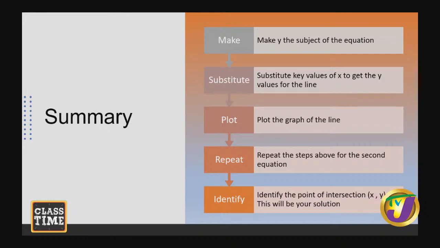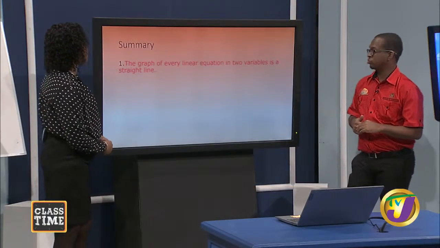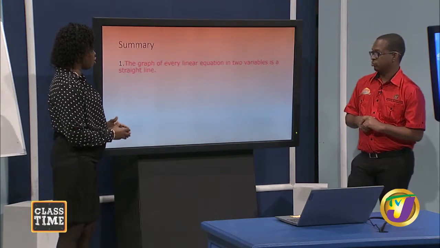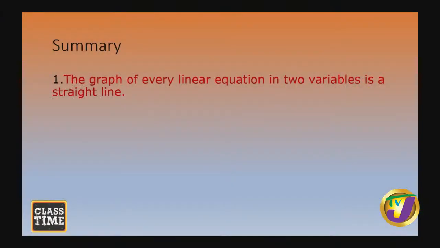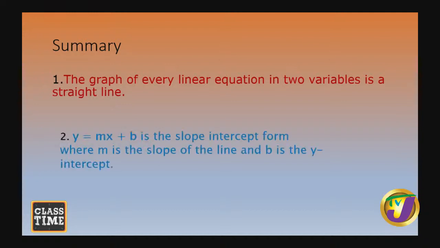All right. So also, we noticed that the graph of every linear equation in two variables is a straight line. Additionally, y equal mx plus b is the slope-intercept form, where m is the slope of the line and b is the y-intercept. That's where the y-axis is crossed by the graph.